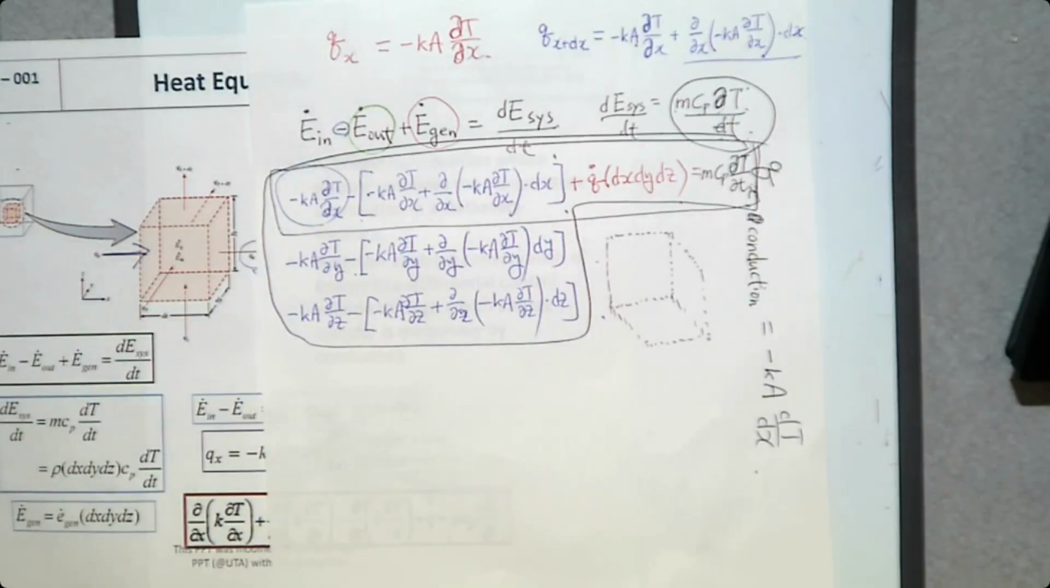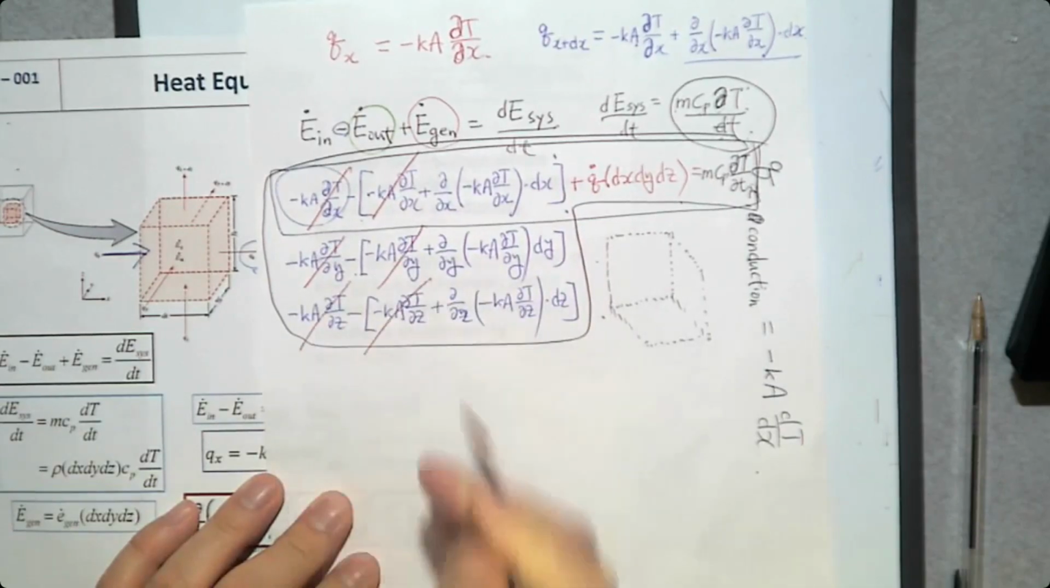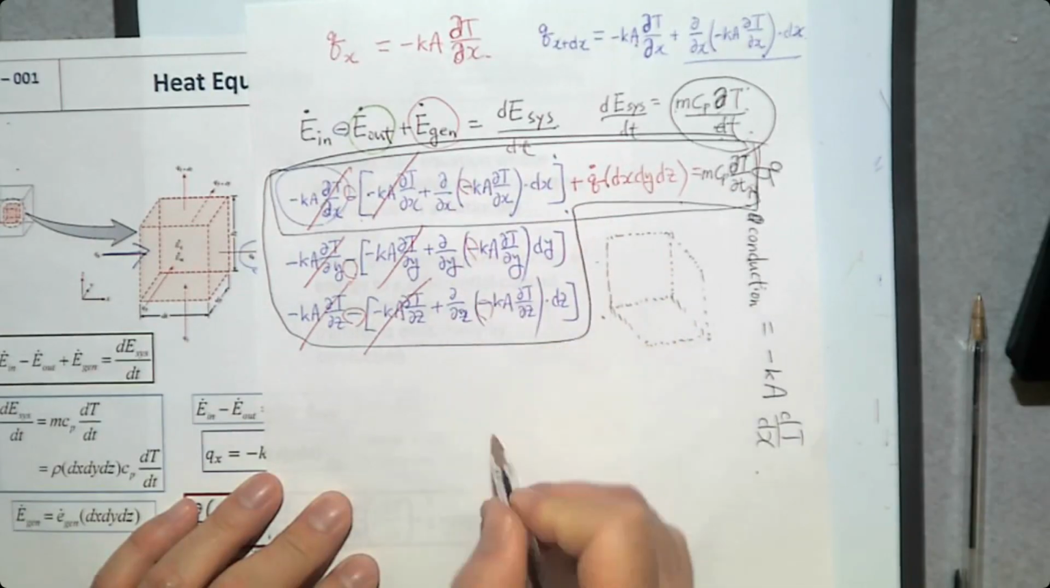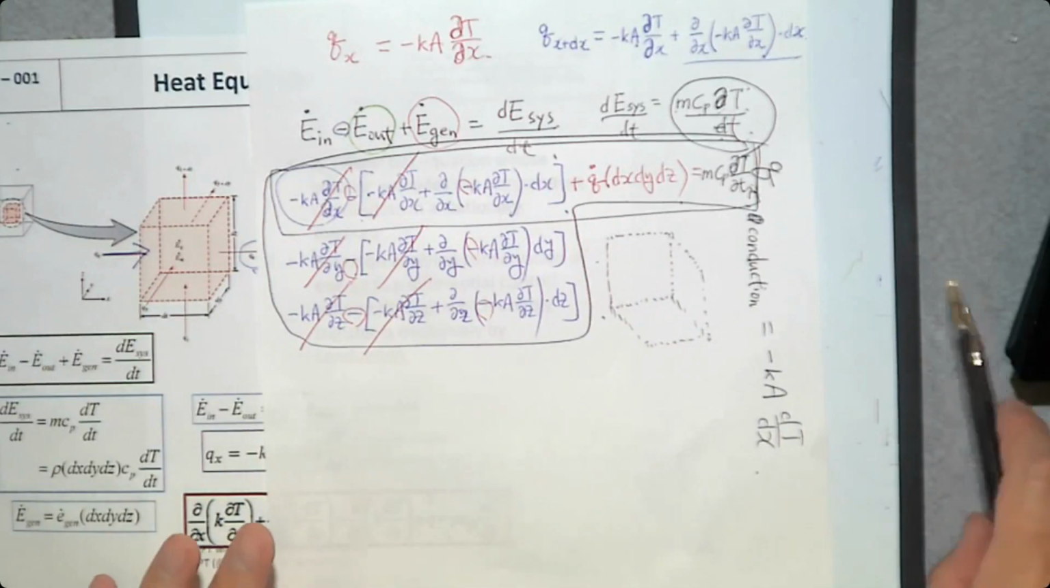Now we have something in common: kA partial T over partial x. We have a minus, and minus minus becomes positive, plus kA partial T over partial x. So these two are the same with different sign, so you can cross these two, cross these two, cross these two. And negative, negative become positive. So this one, this one, this one, this one, this one. There are 5 terms in this equation.